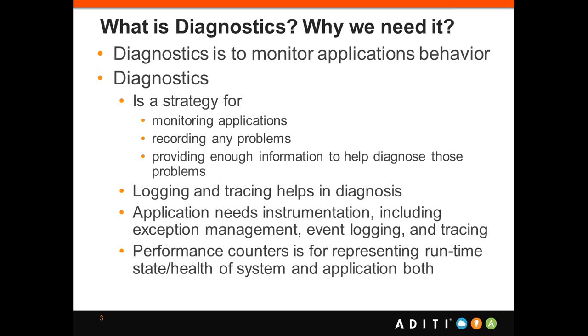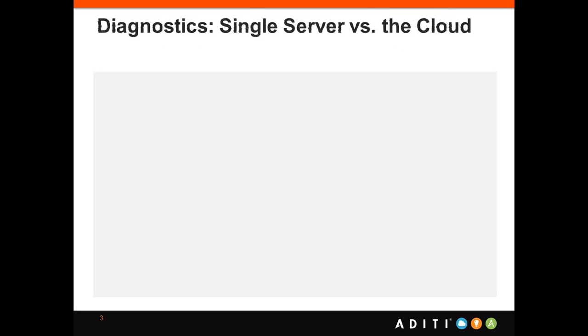Logging and tracing generally help in diagnosis. Every application needs to do the instrumentation. That is what we call logging and tracing. We should also have exception management, event logging, tracing, multiple mechanisms, which are just notifying about what is going on inside the application. Performance counters are a representation of the runtime state or health of the system on which the application is running, and both. So that is what diagnostics is, and this is the reason we need it, because we have to monitor our application for all the good things.